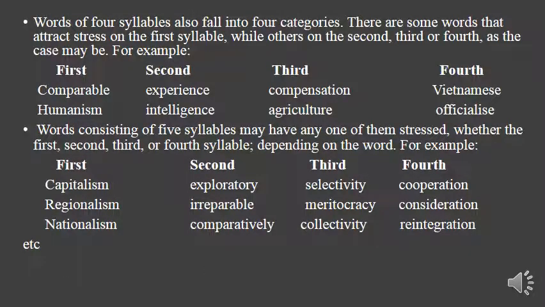Words of four syllables also fall into four categories. There are some words that attract stress on the first syllable, while others on the second, third, or fourth, as the case may be. This example and explanation is similar to the one on the previous slide. That is, in four-syllable words, the stress can either be on the first, second, third, or fourth. The same goes for words with five syllables.